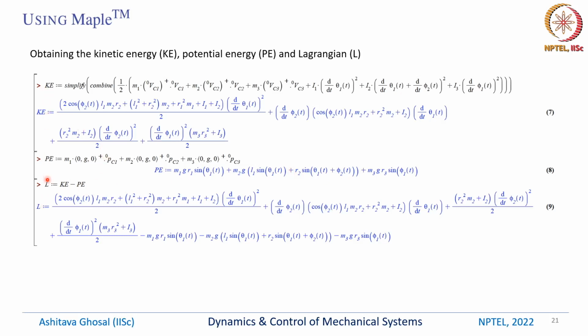Once we have the kinetic and the potential energy, we can obtain the Lagrangian, which is now a function of theta 1, phi 2 and phi 1, and also the derivatives of these. So the kinetic energy contains the derivatives of theta 1, phi 2 and phi 1. And the potential energy is a function of only theta 1, phi 2 and phi 1.